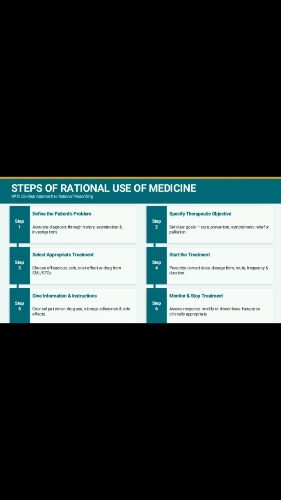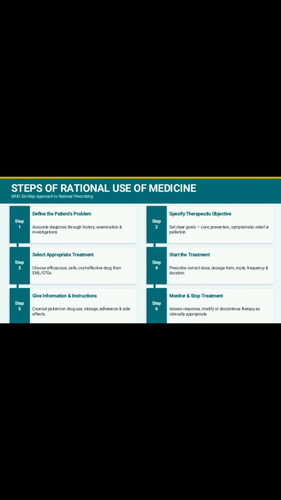Next is to give information and instructions. Give proper information and instructions to the patient, with warnings regarding the treatment, like adverse drug reactions, the risk of stopping the therapy suddenly, the risk of overdosing, and the risk of less dosing. Give all the instructions to the patient. Sixth is to monitor and stop treatment. When you stop the treatment, it is also information given to the patient.